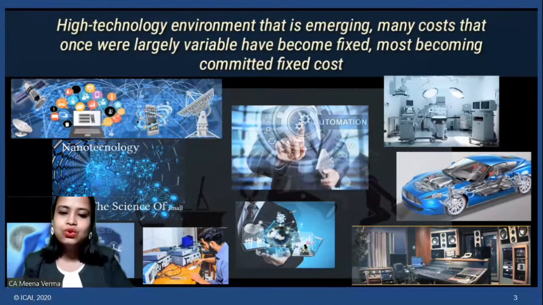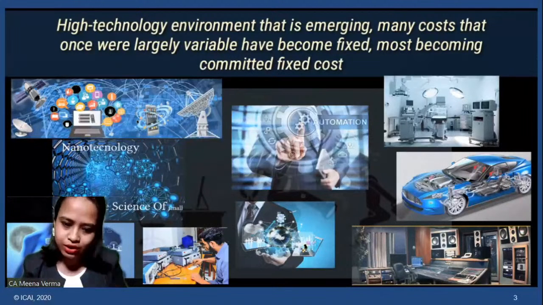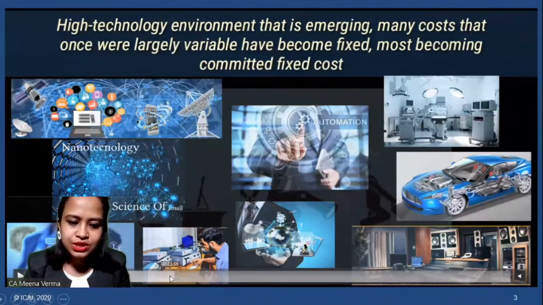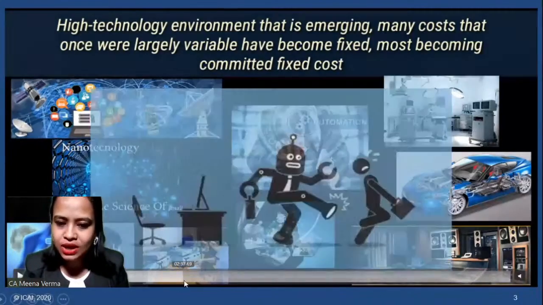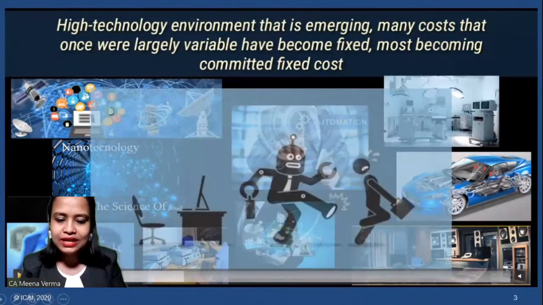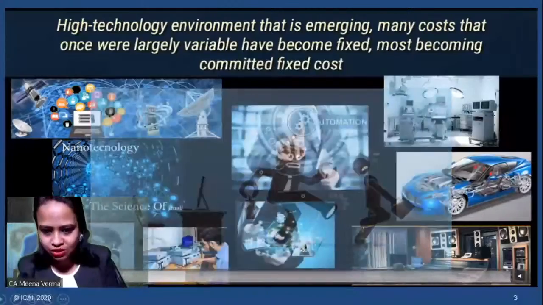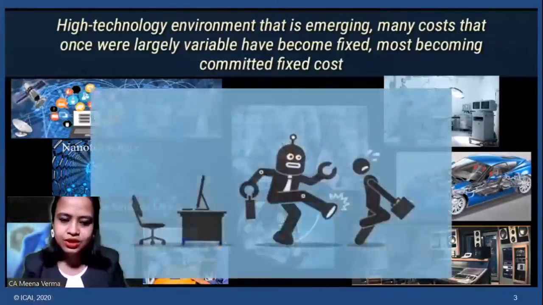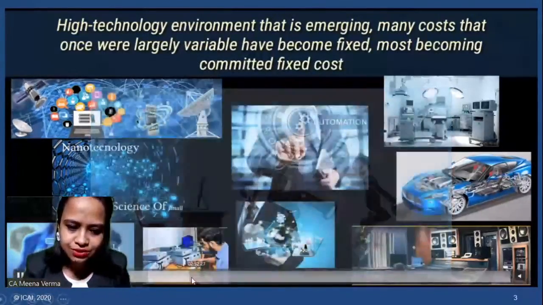And yes, if you use much technology, that will remove the labor efforts from the organization. If you use much advanced technology, then those machines or that advanced technology will remove the labor efforts.